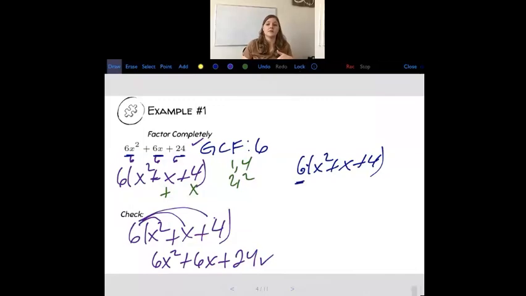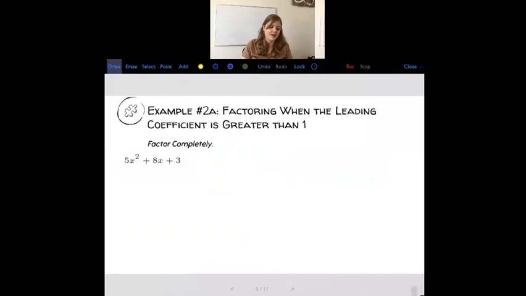So you can do this with all of the problems that we do. You can do this anytime with factoring. For the sake of time, I may not always show that, but know that that's how factoring works every time that you do it. Example 2, 2a, factoring when the leading coefficient is greater than 1.